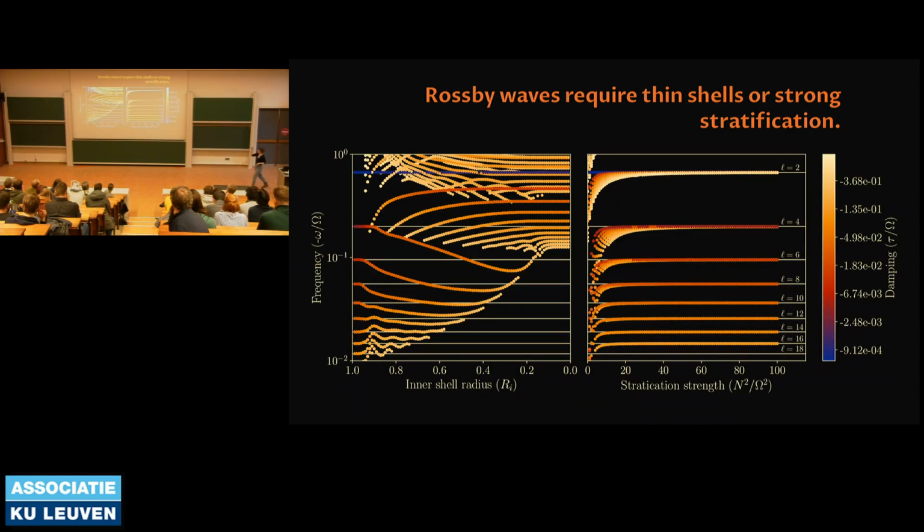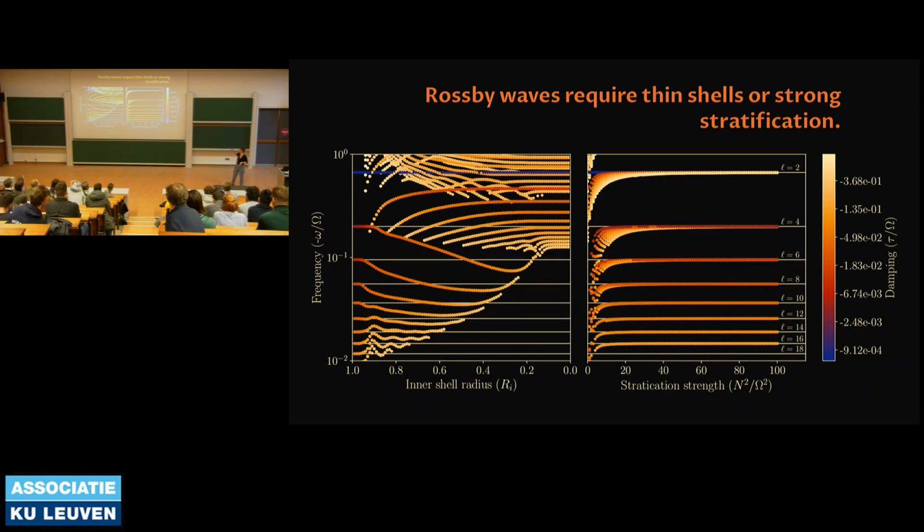So on the left side, the horizontal lines in this figure are the frequencies of the Rossby waves, the frequencies that were just pointed out in the other figure. Then on the left figure, I varied the inner shell radius.